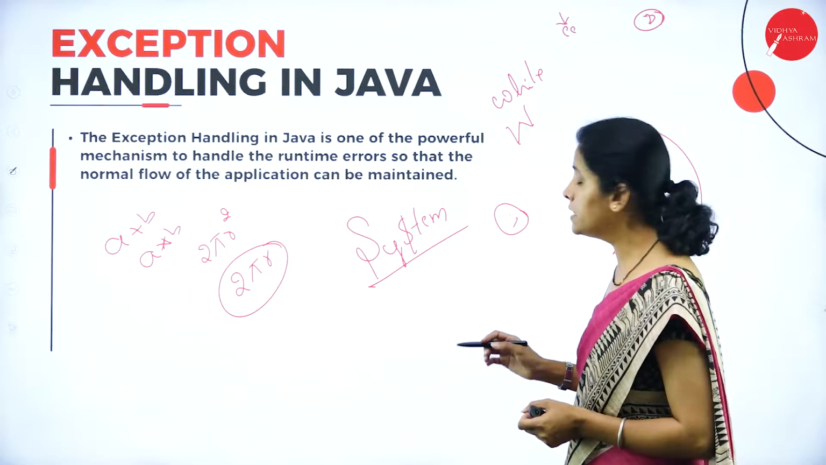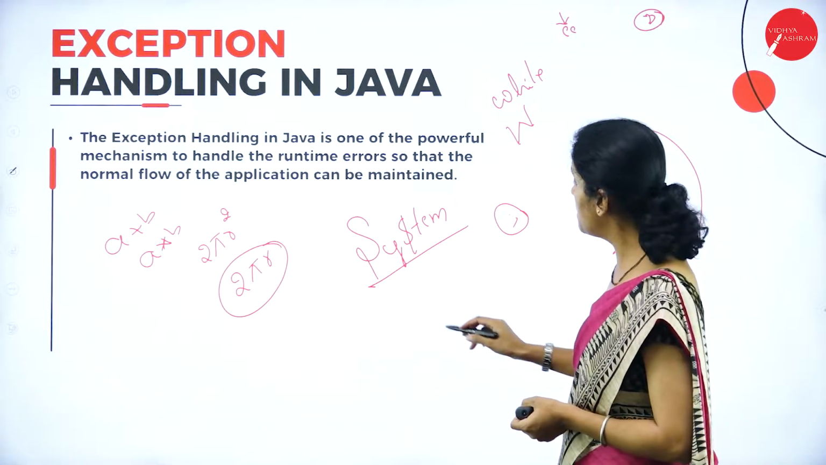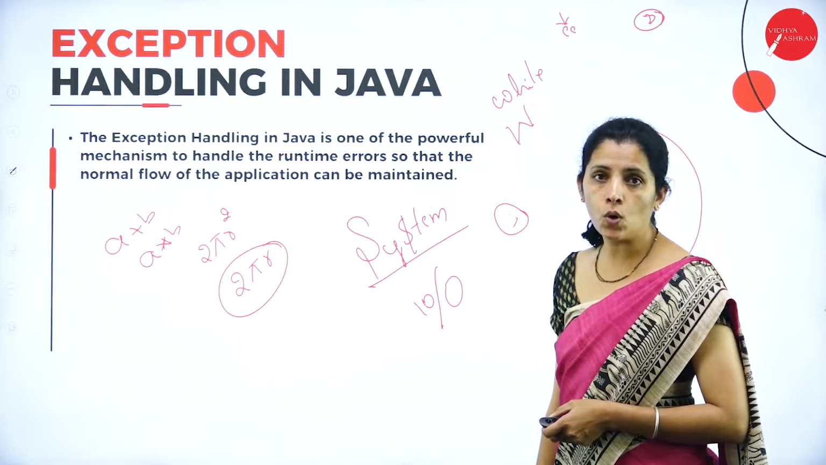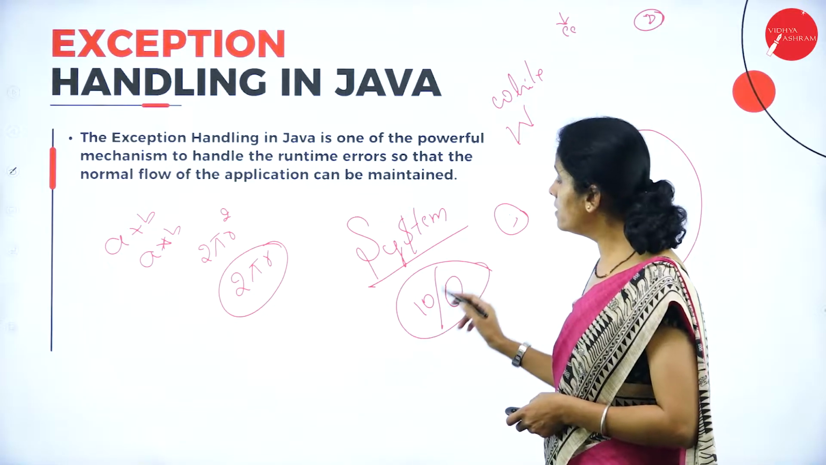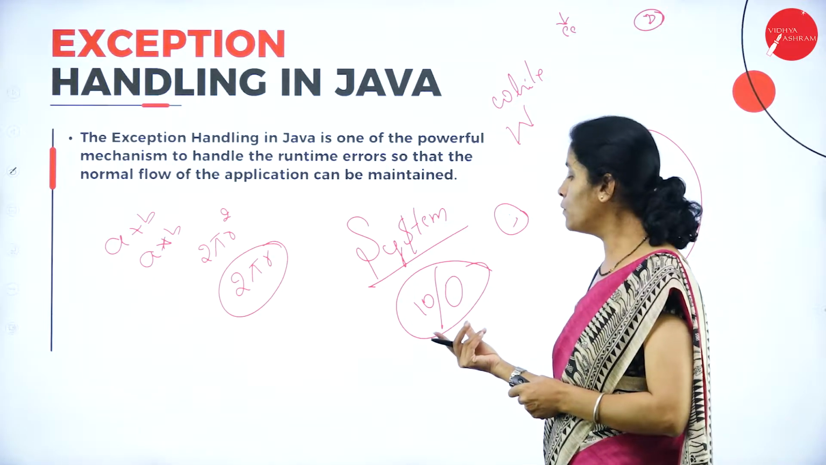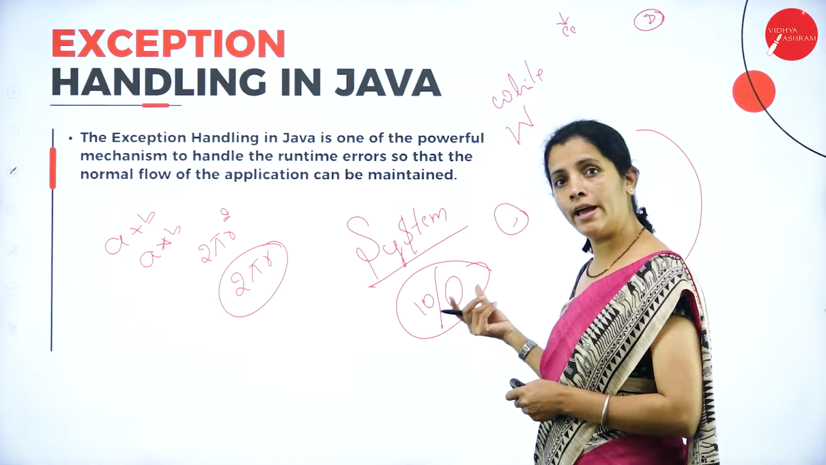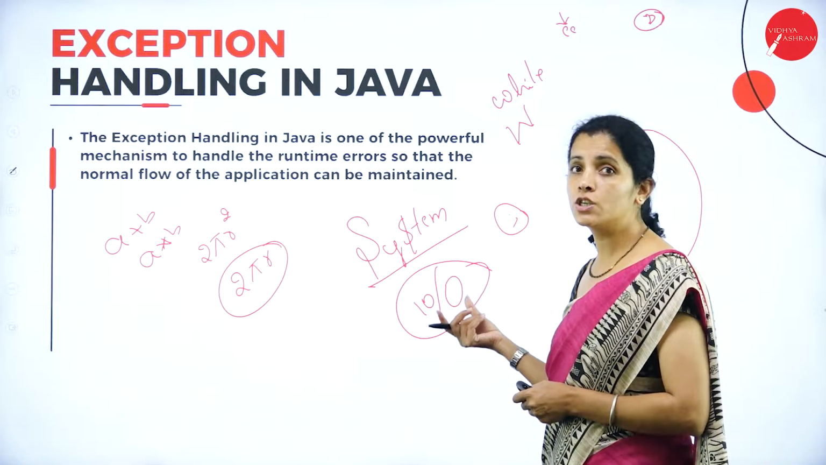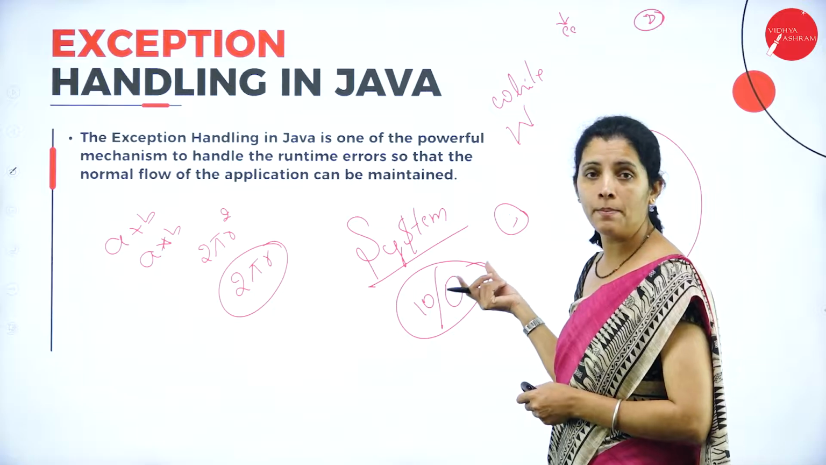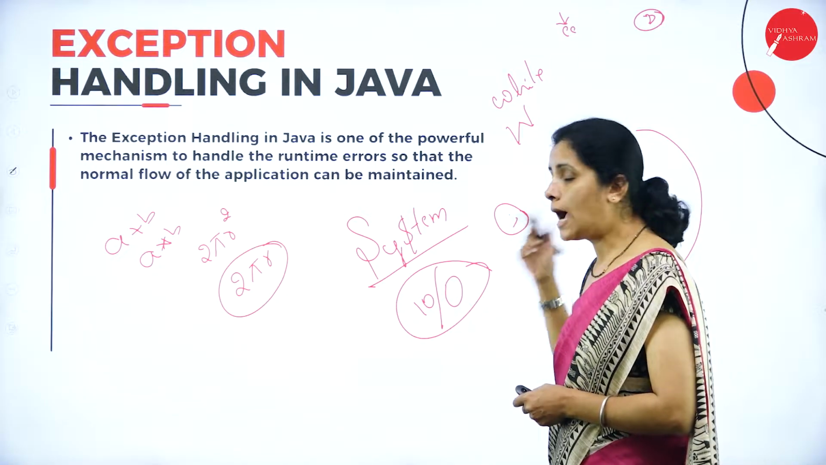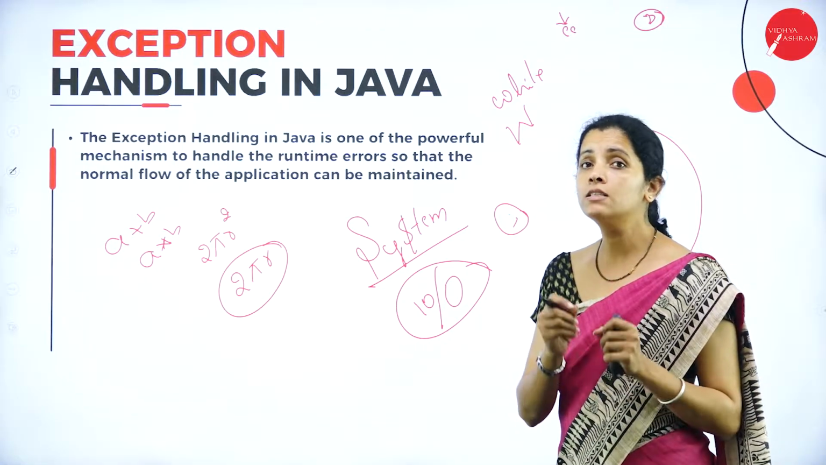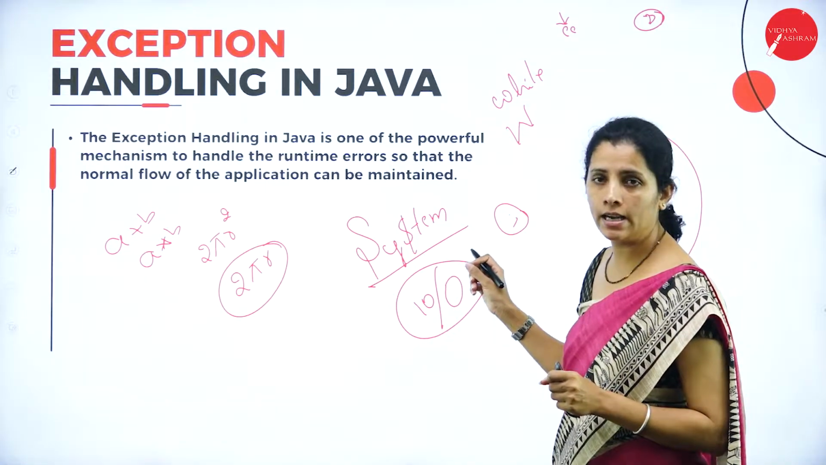And dear student, think that I have another example. I have 10 and I'm trying to divide this by 0. Then what kind of error? That is divide by 0 error. And when I encounter this kind of error during the execution of the program, that is known as runtime error. And to handle all kinds of runtime error, Java supports exception handling.